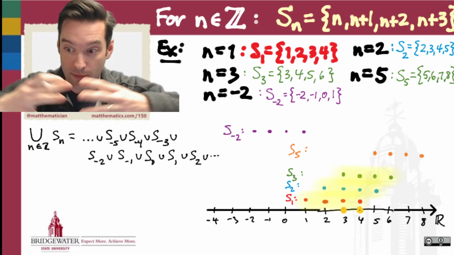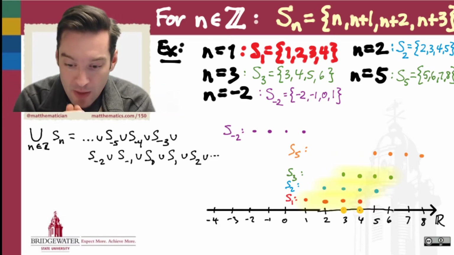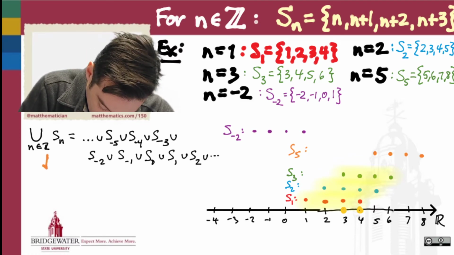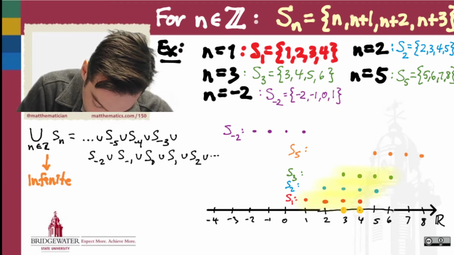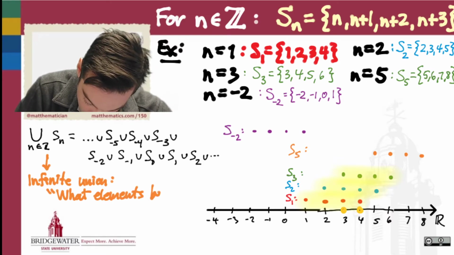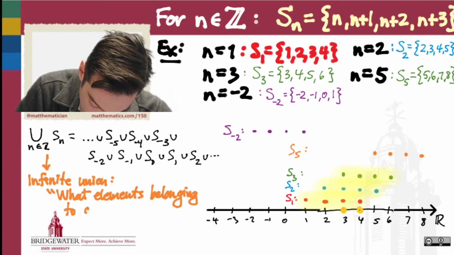If we were to try to write it all out, it would be infinite, right? Because there are infinitely many integers going in both directions on my number line. But what we're really asking, when we're asking for the infinite union of this collection, I like to think of it as the following question. I'm going to ask myself, what are the elements? How would we describe the set of all elements that belong to at least one of my sets?